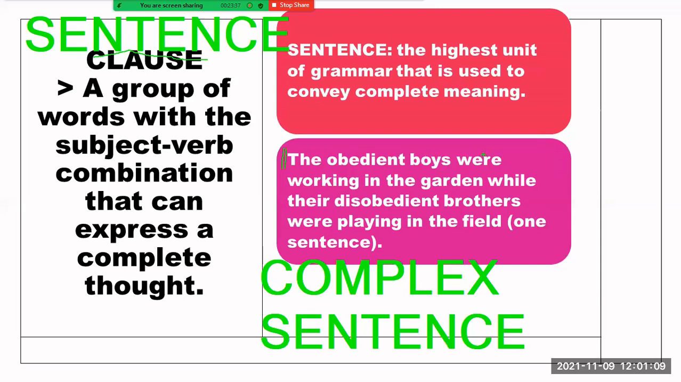The obedient boys were playing in the garden, all right? That is the main clause. So we call this MC. This is the main clause. While their disobedient brothers were playing in the field is the subordinate clause, okay? So if we have one main clause and one subordinate clause, that makes it a complex sentence.